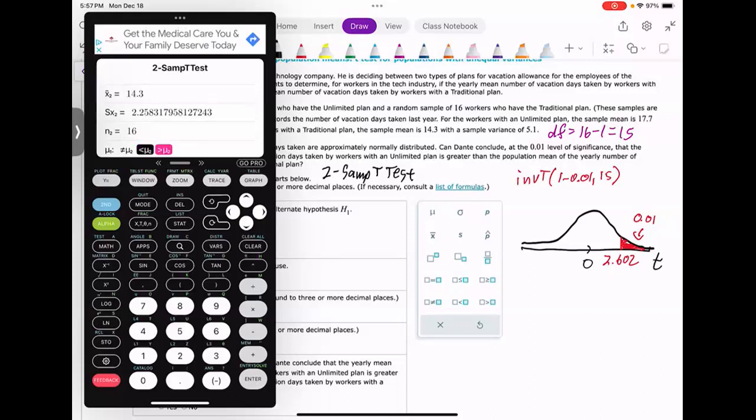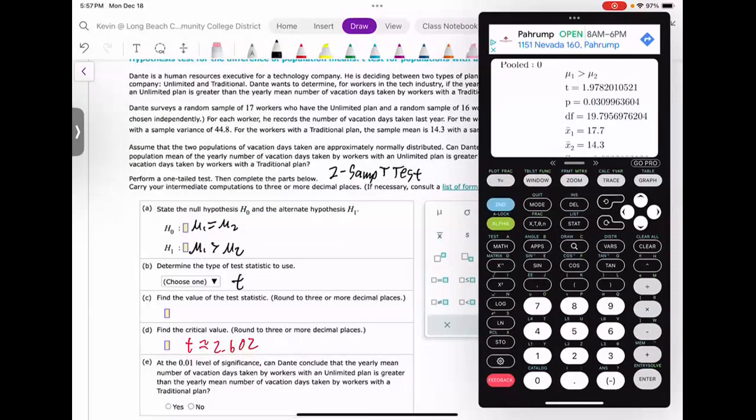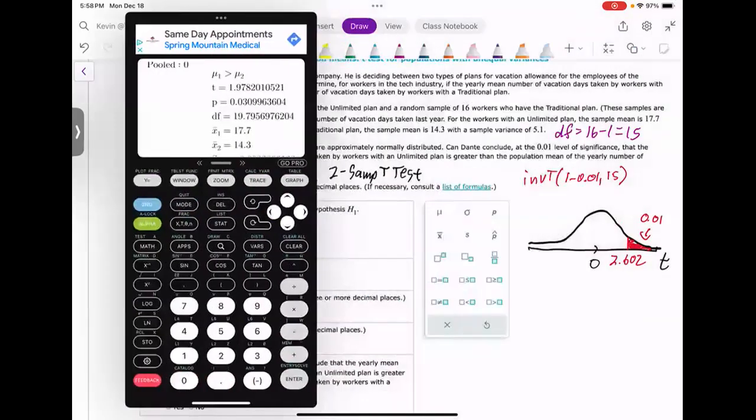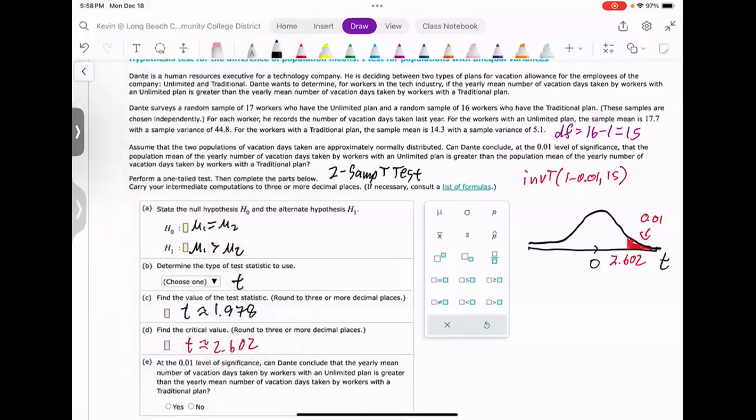This one is now a larger than scenario. Again, not pooled. And we're going to calculate. So let's see what we get. So T is about 1.978. And we can see that we are definitely not in the rejection zone. So we are going to fail to reject the null hypothesis.